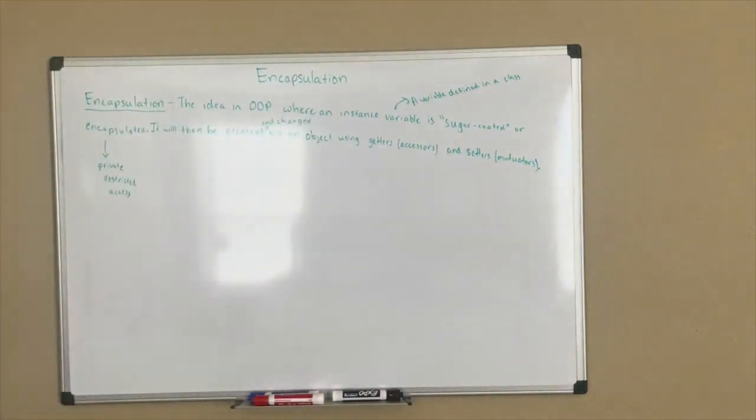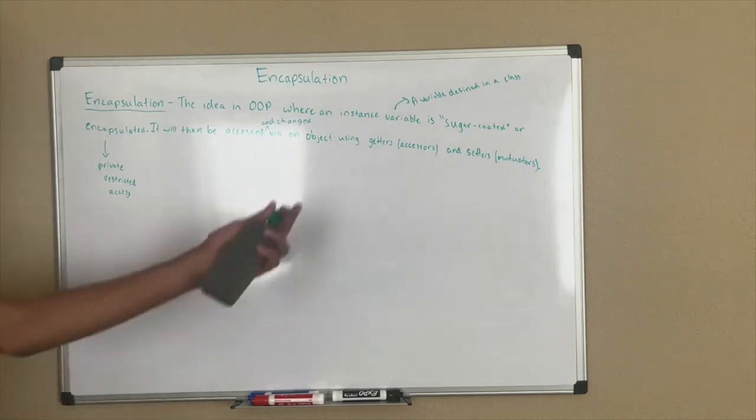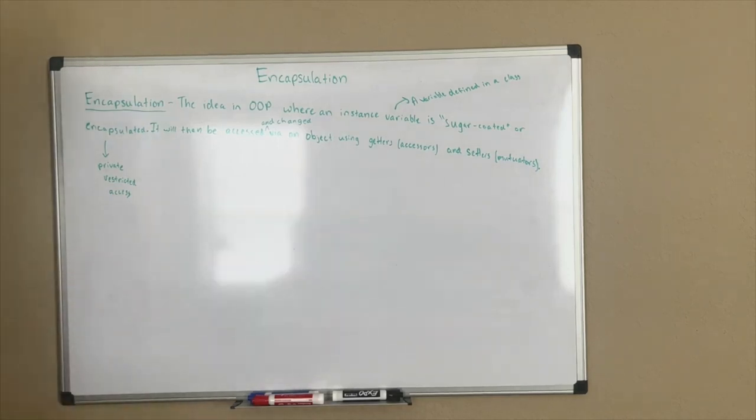So, encapsulation. The idea in OOP where an instance variable is sugar-coated or encapsulated. We got that part down, right? The second part is that we access and change the instance variable through an object using getters and setters, because since it's declared private with restricted access, we'll not be able to just straightforwardly change it like we normally would. Instead, we have to use getters and setters to do so.